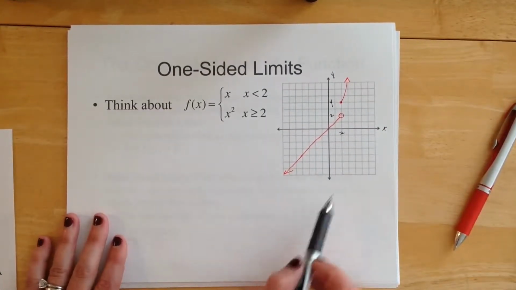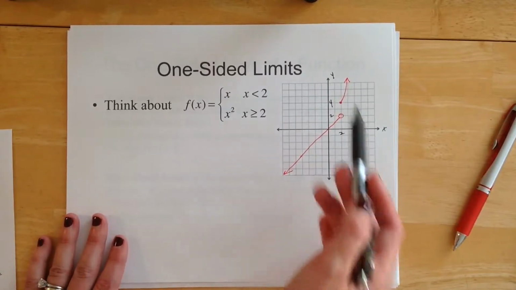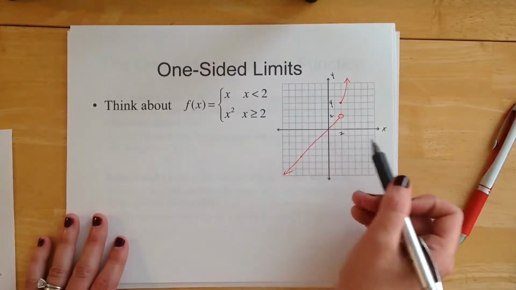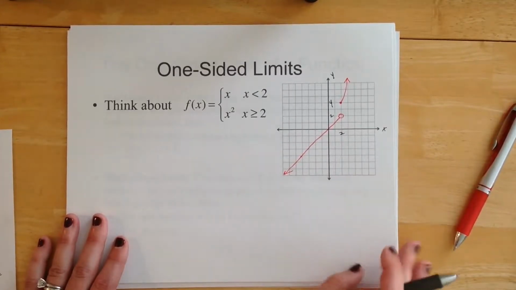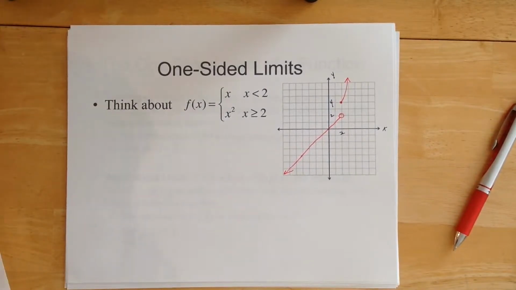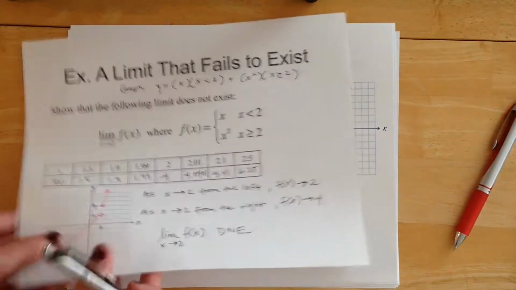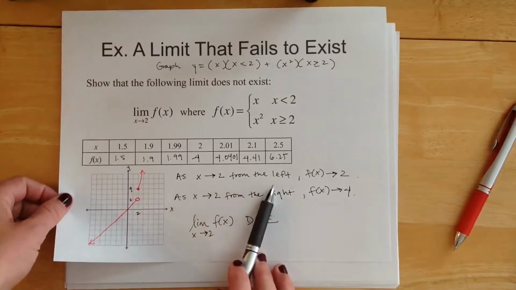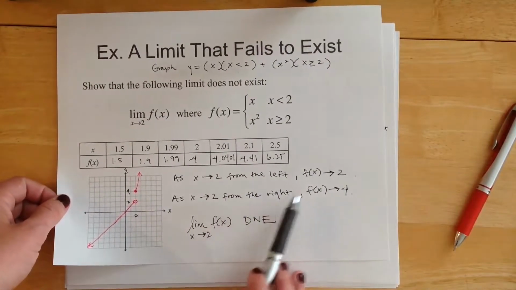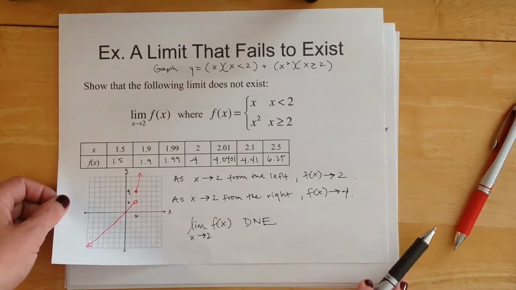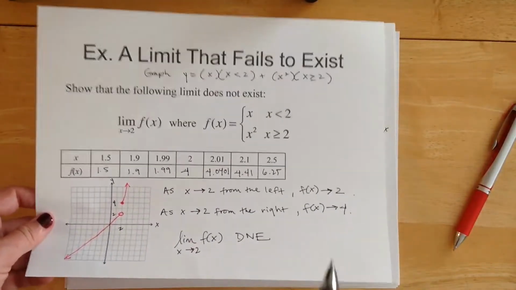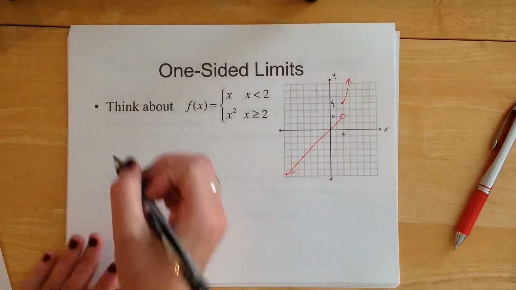Okay, so we proved that the two-sided limit of this function as x approaches 2 didn't exist by creating the table of values and looking at the graph. We wrote out: as x approaches 2 from the left, f of x approaches 2, and as x approaches 2 from the right, f of x approaches 4. So let's think about taking the left-sided limit first.